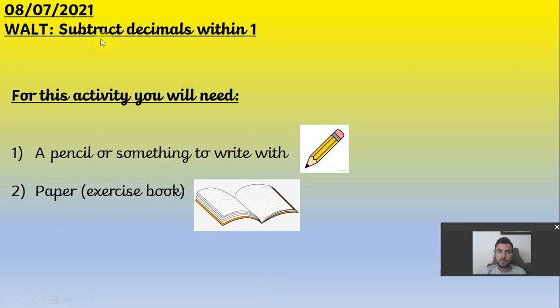Fab. The date of WALT today is the 8th of the 7th, 2021. We are learning to subtract decimals within 1 today. So yesterday we looked at adding decimals within 1. Today we will be subtracting.